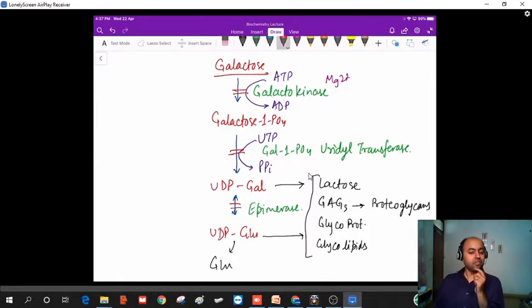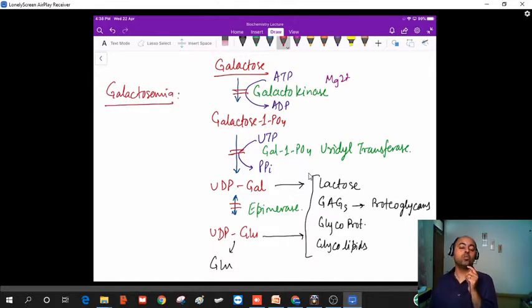Unlike fructose metabolism, if any of the enzymes is missing, the condition is known as galactosemia. We don't have different names for the deficiency of different enzymes. So the condition is known as galactosemia.